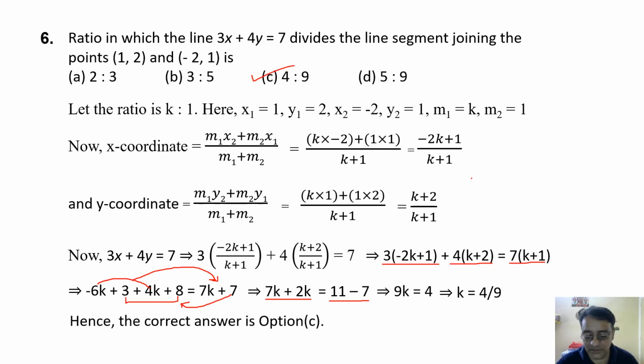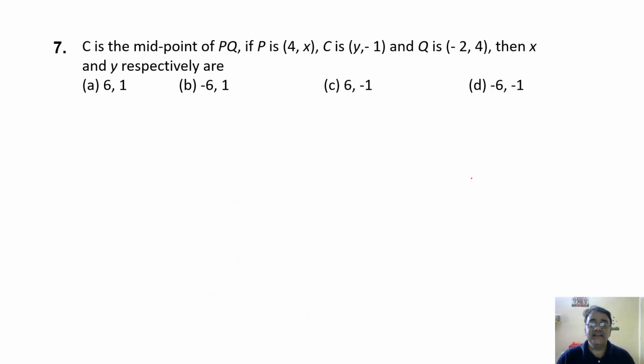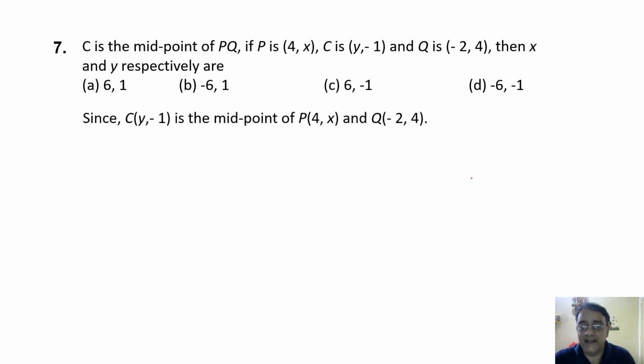Now we are moving toward question number 7. C is the midpoint of PQ. If P is 4, x and C is y minus 1 and Q is -2, 4, then x and y respectively are. So first of all, it is given that C is the midpoint of PQ. And we know the midpoint formula: x is equal to x1 plus x2 by 2 and y is equal to y1 plus y2 by 2.